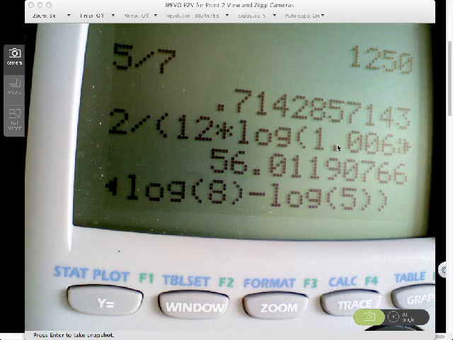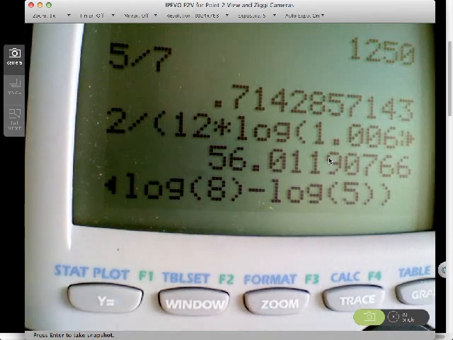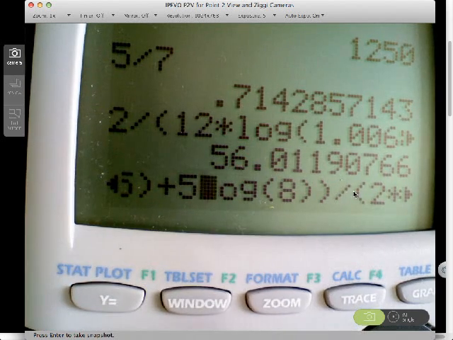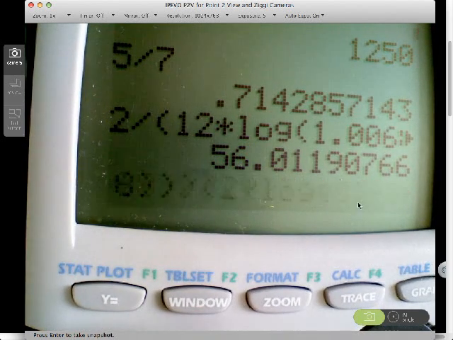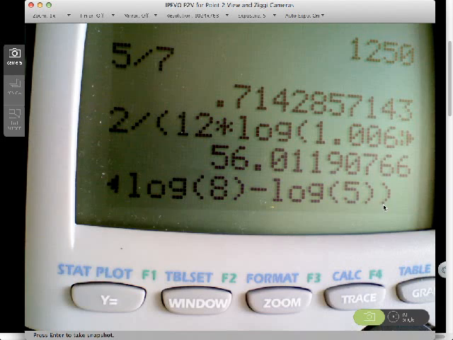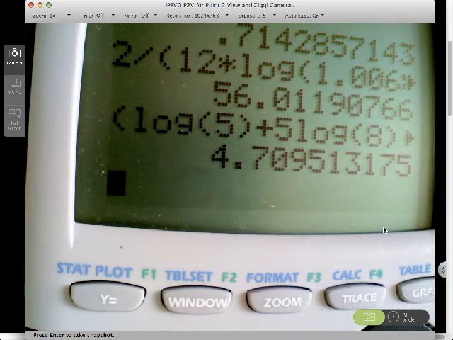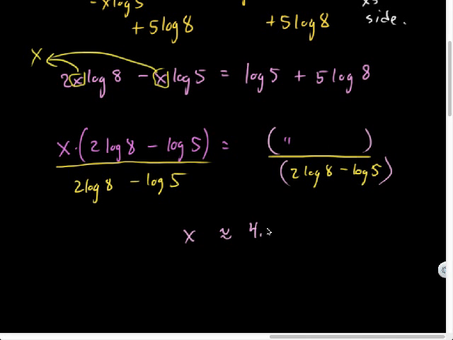And let me show you a glimpse of that again. So notice that the whole denominator, right after the divide, I had to put open parentheses and that whole thing, close parentheses, just to ensure that this calculates correctly. So let's hit enter, 4.7095.